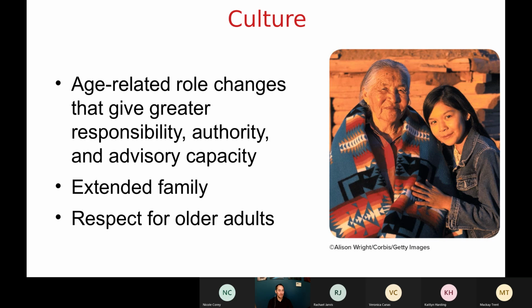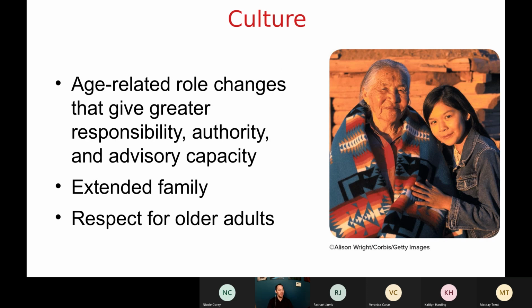But extended family also has a different role depending on the culture. In some cultures, responsibilities that the late adult will be doing are in the extended family. So maybe they're caring for younger children, mentoring other people in the extended family. Versus in the U.S., extended families are not relied on as much as in many other cultures. And then, like we mentioned, respect for older adults, depending on your culture, might be higher or lower.